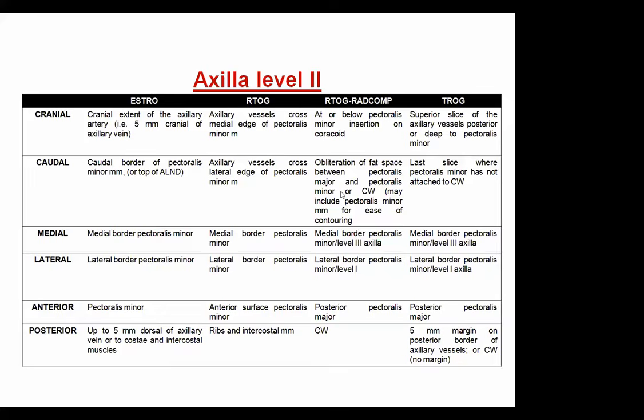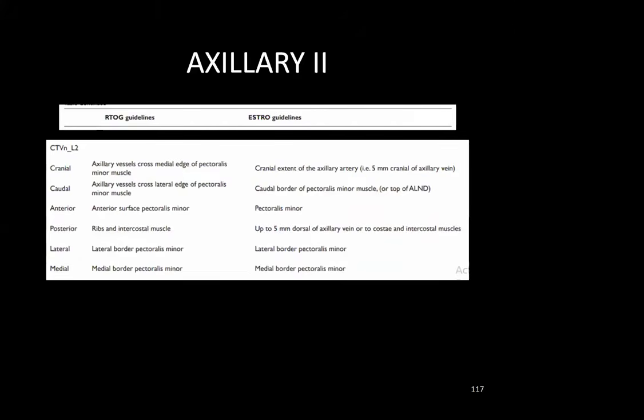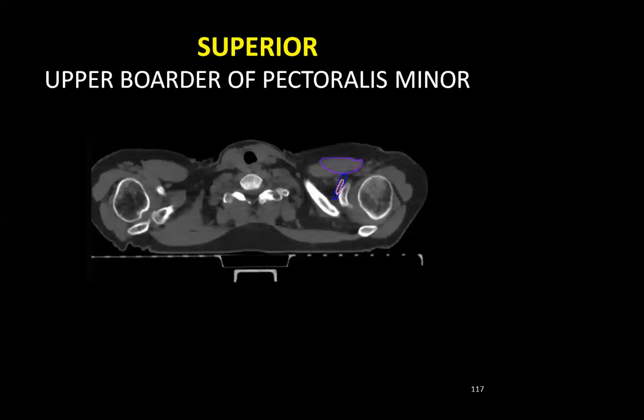Then level 2, again the same four guidelines. You can see this is the guideline again. So what is the upper border? The upper border is the upper border of the pectoralis minor. This is the coracoid process. You can see this is the pectoralis minor muscle. This is the origin. So you have to contour the pectoralis minor muscle.